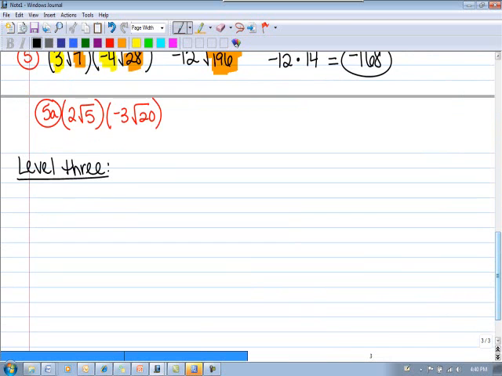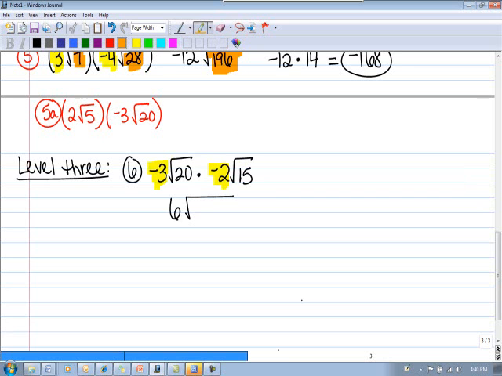So, number 6, let's do negative 3 radical 20 times negative 2 radical 15. We'll start by multiplying the numbers outside. Negative 3 times negative 2 is positive 6. And then underneath the radical, we want to do 20 times 15. Now, 20 times 15 might not come natural to you.